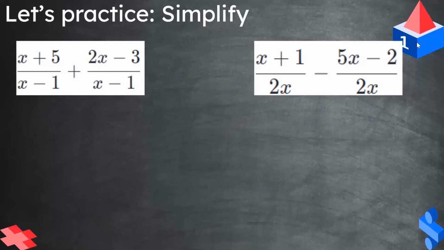Look, they have the same denominators. As long as they have the same denominators, you bring down the denominator, and then if there are two fractions added together, you add the numerators, you add the top. And if you are subtracting two rational expressions, you subtract the top. That's it. It's simple. It's not that bad.